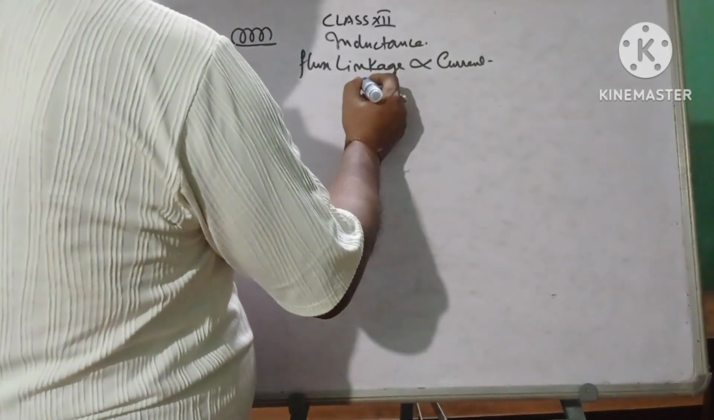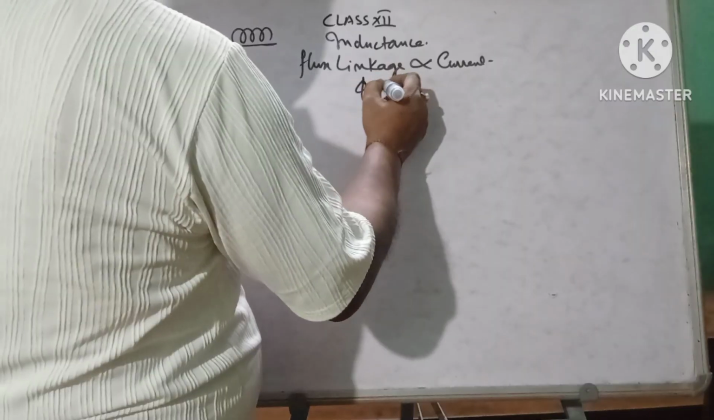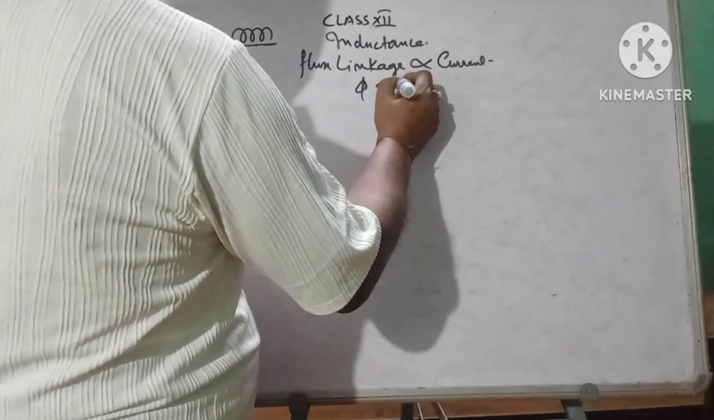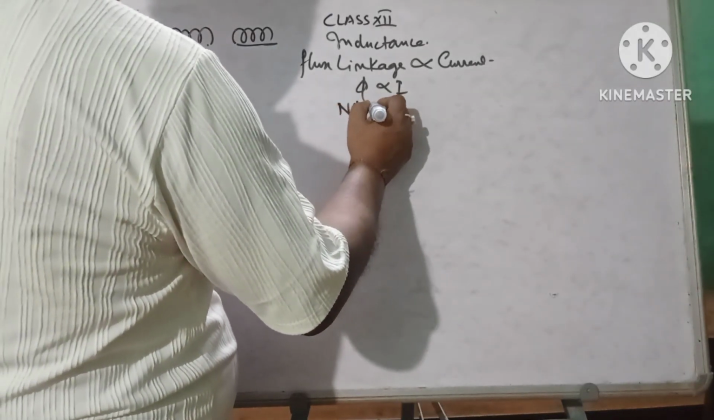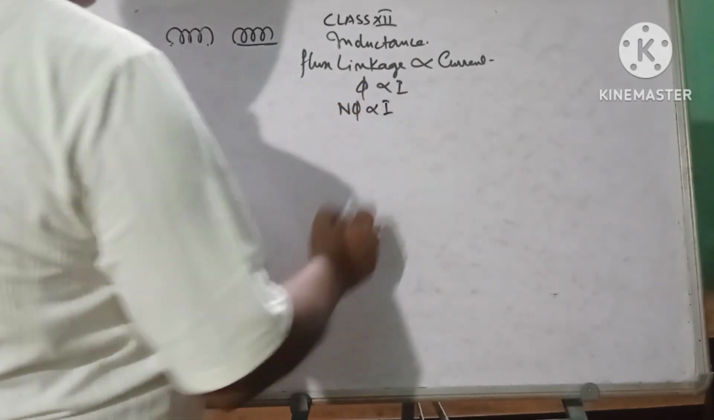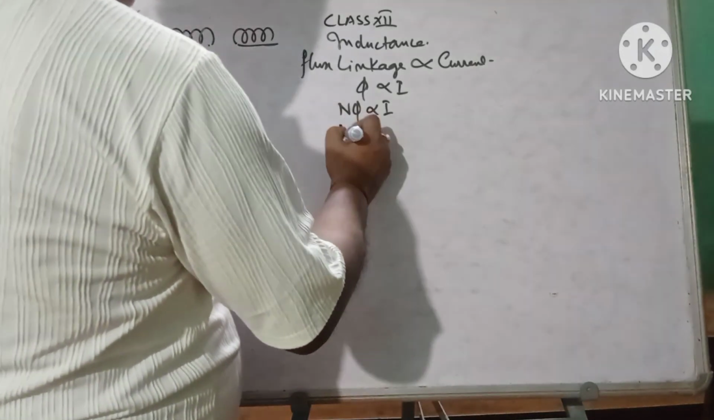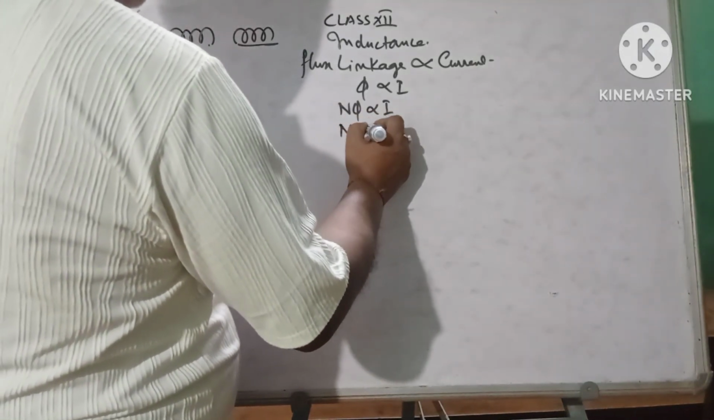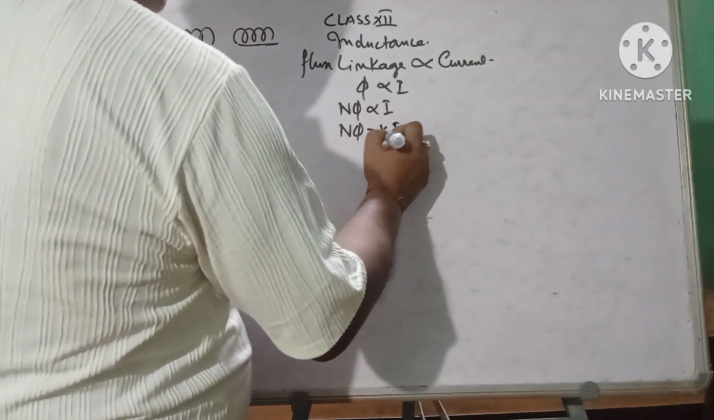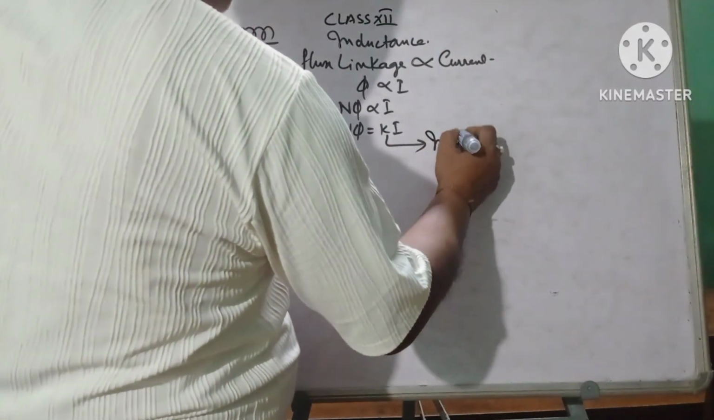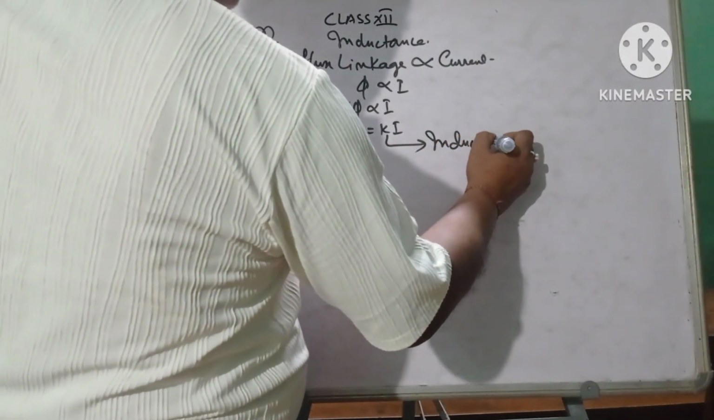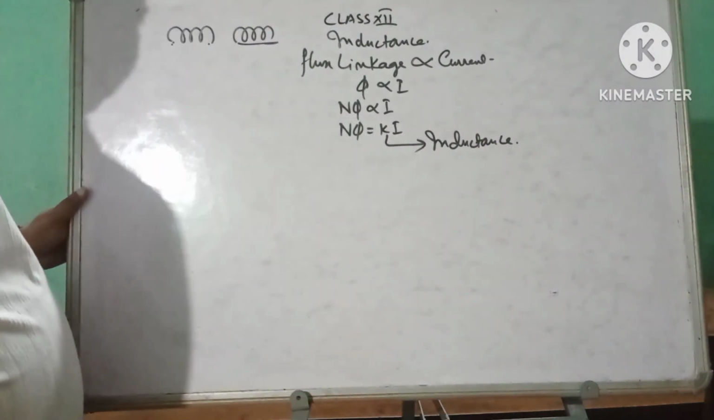So here phi is proportional to I. If there are N number of turns, then N phi is proportional to I. When the proportional sign is removed, a constant is introduced, and this proportionality constant is called inductance.